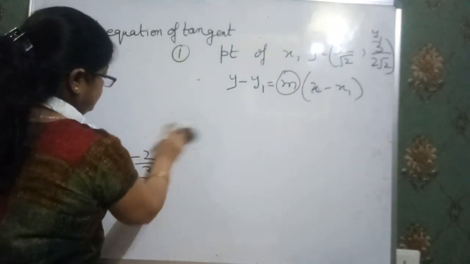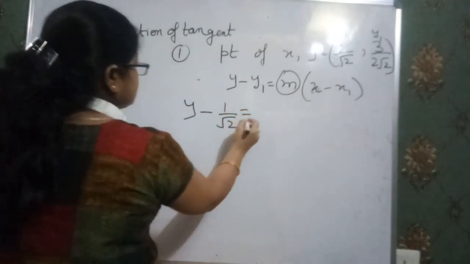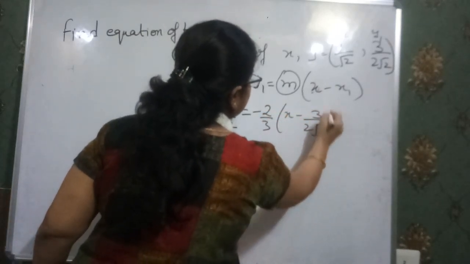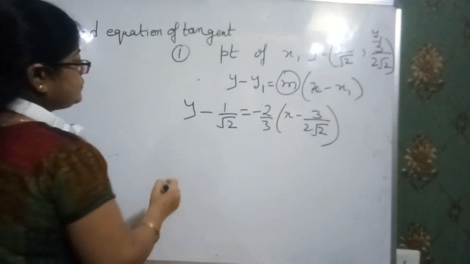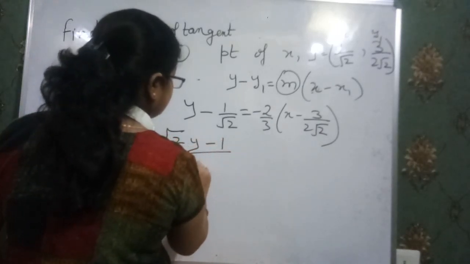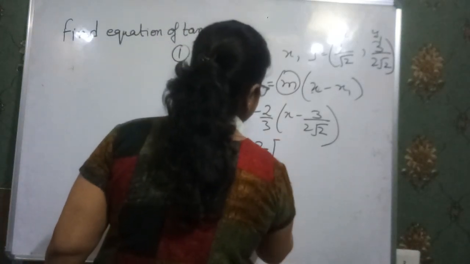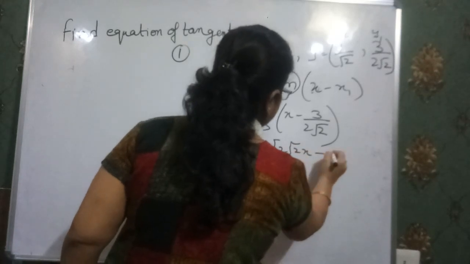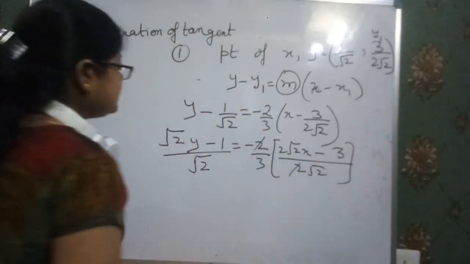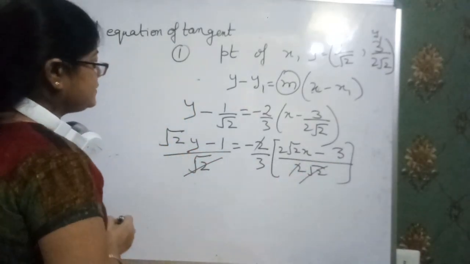So just see, we have y minus 1 upon under root 2 is equal to minus 2 over 3 into x minus 3 over 2 under root 2. Clear? Now we just solve it. The 2 gets cancelled, and under root 2 as a whole cancels.